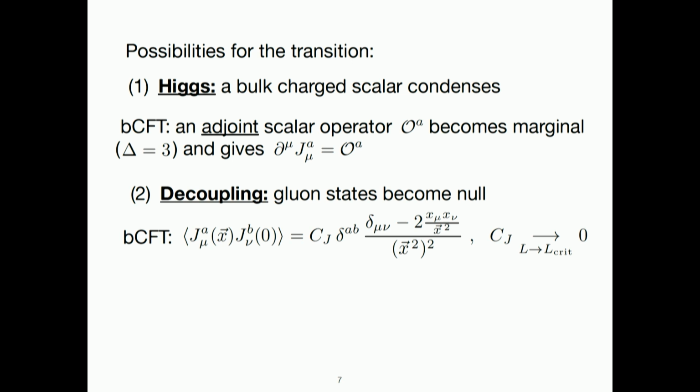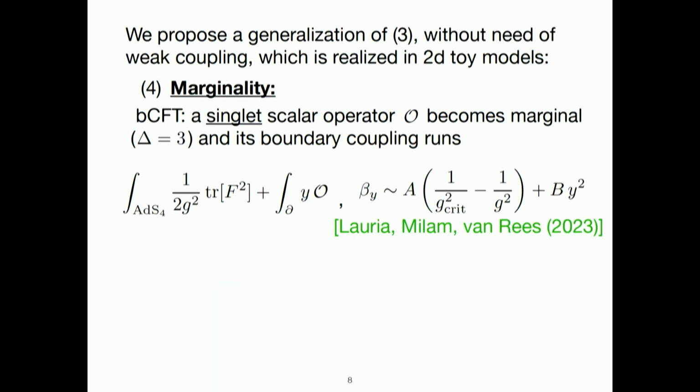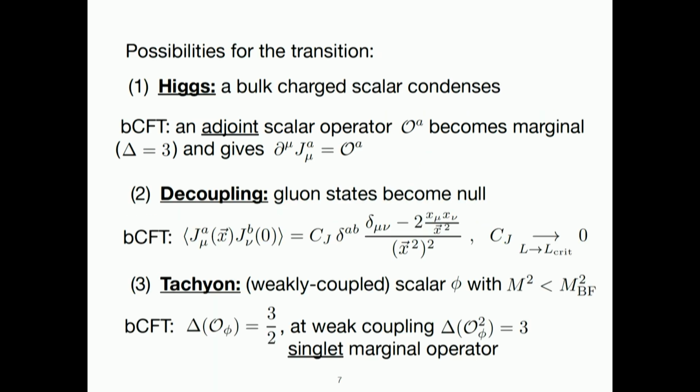A second possibility that they called decoupling is, for instance, that simply at some point the gluon states become null as we go to strong coupling. And this would signal the sickness that makes us transition to the new phase. This also has an interpretation in terms of the BCFT. It simply means that the coefficient of the two-point function of the currents becomes 0 at some critical value of the radius.